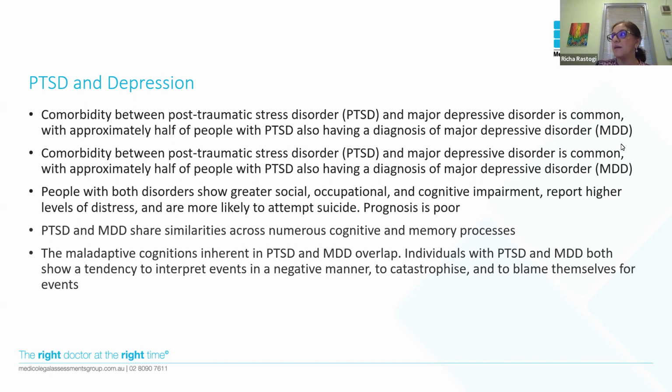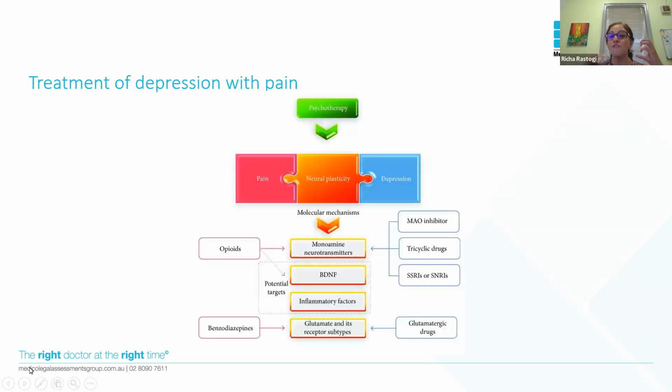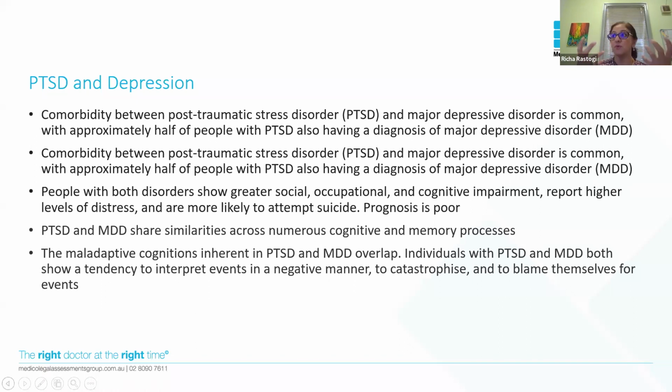And basically, they also have marked impairments in terms of high levels of distress and anxiety, and prognosis is very poor. The common thing with PTSD and major depression is they share a number of cognitive and memory processes. And there are a lot of maladaptive cognitions that can make it very hard, because they have a tendency to interpret things in a negative way, catastrophize, and blame themselves. So that becomes a vicious cycle while you're trying to treat both of them.